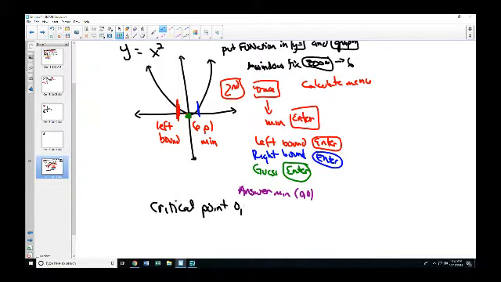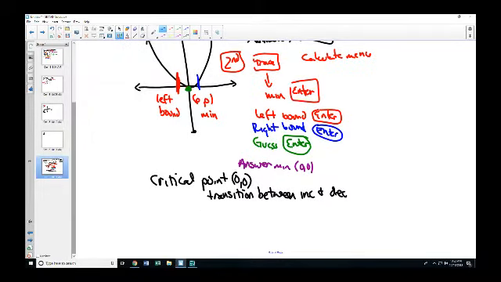At 0, 0, right? A minimum. That tells us the transition between increasing and decreasing behavior. So we need the critical point so we can say where the function is increasing and decreasing.